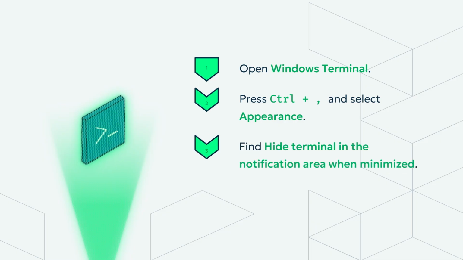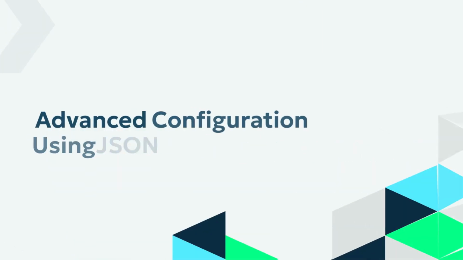Then, find Hide Terminal in the notification area when minimized. Turn this on to hide the terminal icon in the system tray when minimized, or off to keep it visible in the taskbar. Press Save to apply the change. This adjustment affects only your user profile and doesn't require administrative privileges.